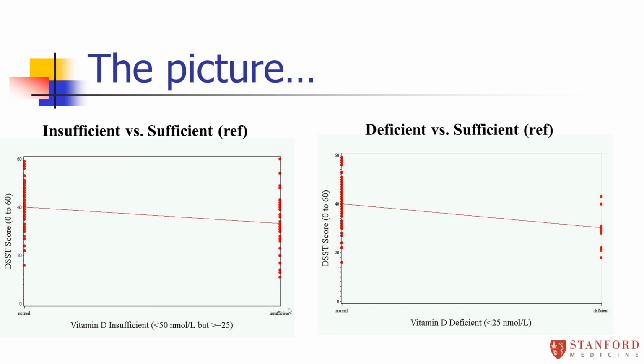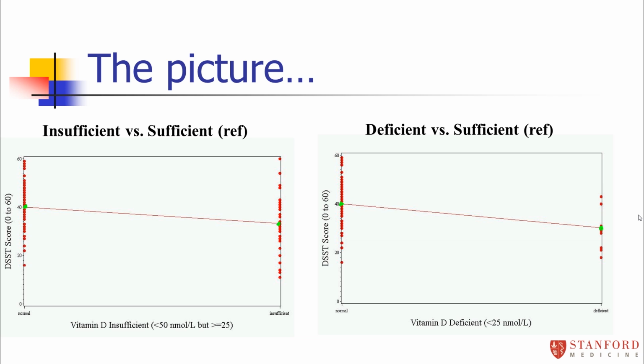The insufficient group, again, the mean level of DSST for the insufficient group was about 33. The mean for the normal group is 40. That forms a simple line. The intercept is 40. The slope is about -7. For the deficient group, same intercept because we're still comparing against the normal group. The slope here, the mean for the deficient group was about 30, so the slope here is almost 10.